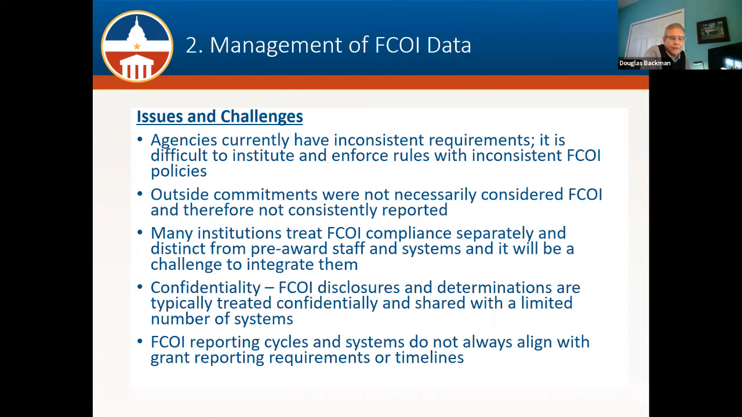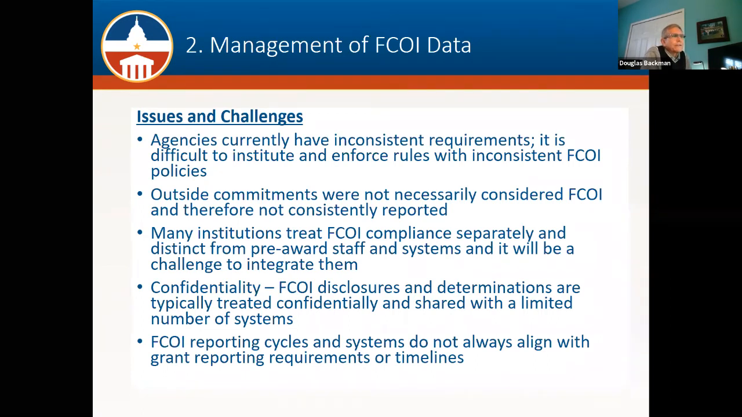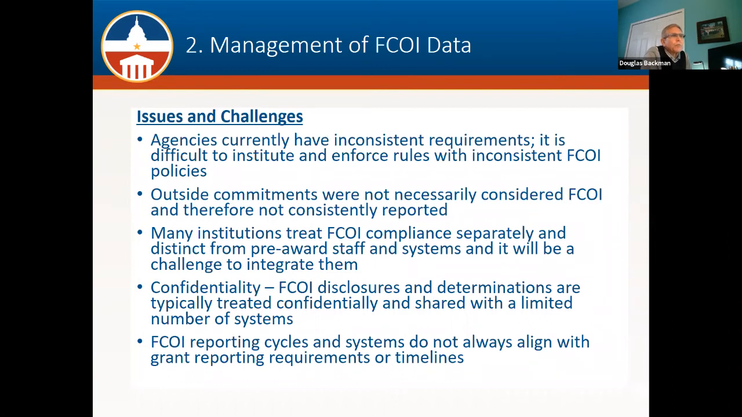The first issue and challenges that we have are related to federal agencies. They currently have inconsistent requirements, and it is difficult to institute and enforce rules with inconsistent FCOI policies. For example, NSF currently says current and pending support information includes all planned, pending, and current projects and in-kind support that is either provided directly to the individual or to the individual through their organization in support of the individual's research endeavors. Where NIH says income, salary, consulting fees, and honoraria in support of an individual's research endeavors. And NIH requires the disclosure of all research support, including other support, foreign components, in-kind, and other resources. So this is definitely a challenge for all of us to make sure we have harmonization.